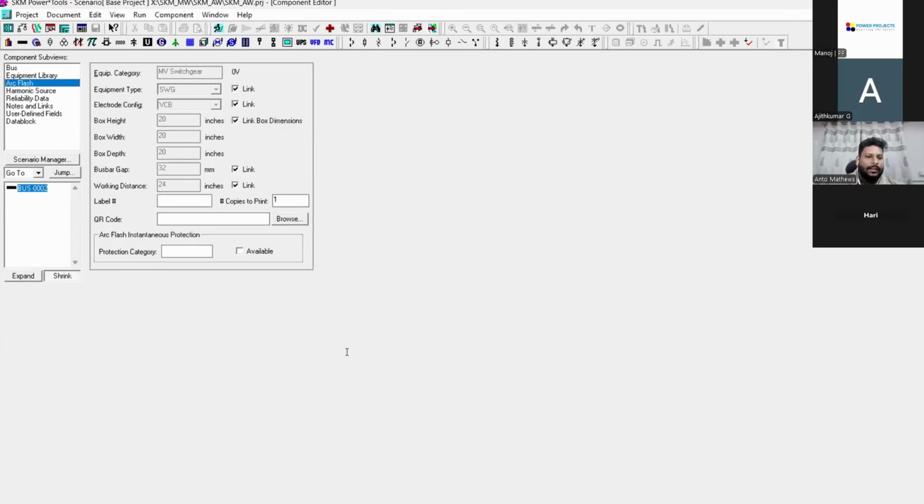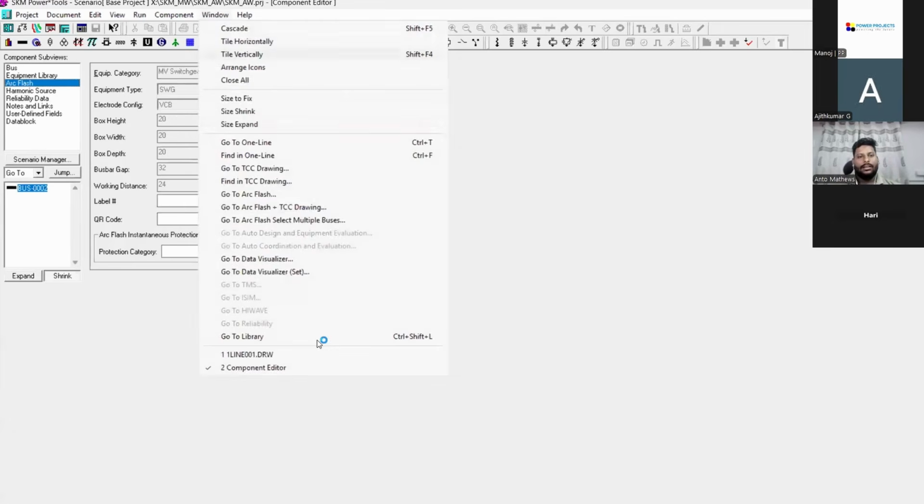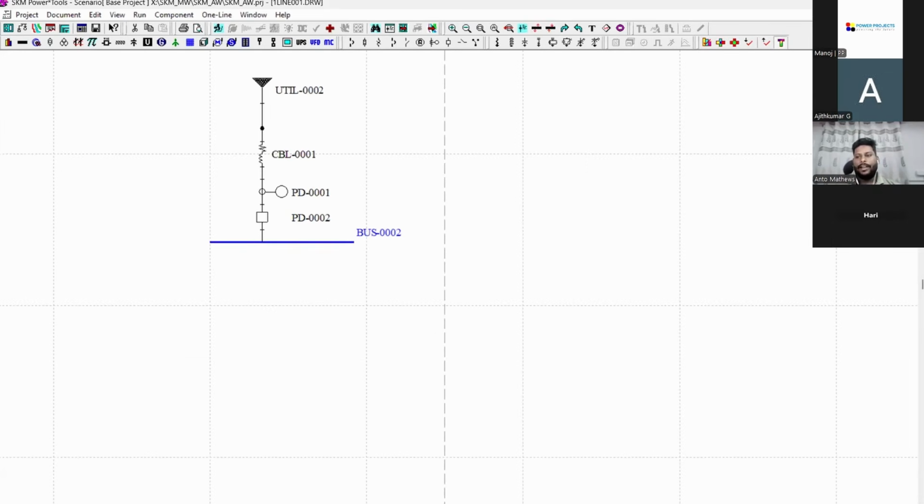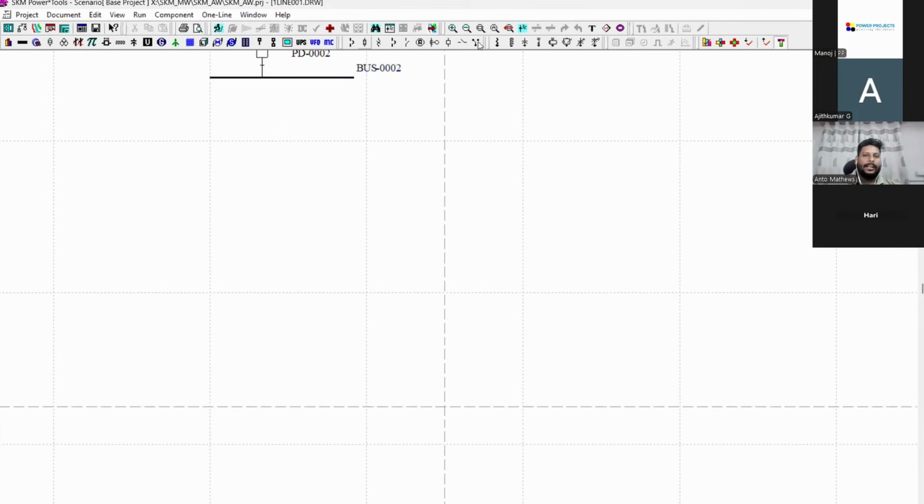Once I was done with this, I can go to the next equipment. As of now we are done with the bus, so let me go to the online editor page. The next thing we have to do is model an outgoing feeder. For the outgoing feeder, I will be taking a breaker. After the breaker, there is a protective device like a relay.